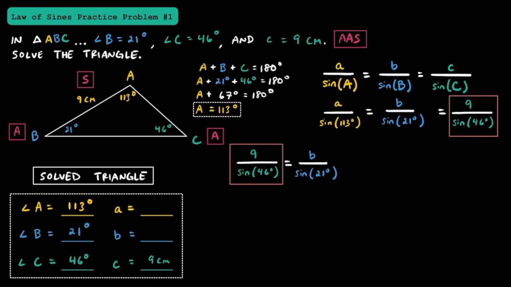Now let's write a proportion using the ratio that we do know and setting it equal to one of the ratios where we have a missing piece of information. And after that, we can write another proportion setting our known ratio equal to the other ratio that has another unknown.